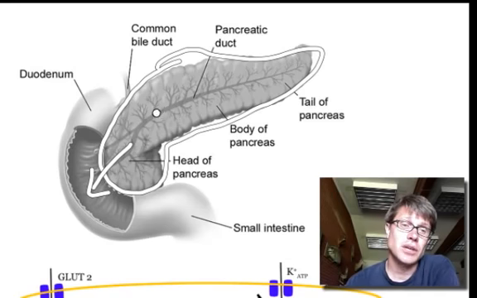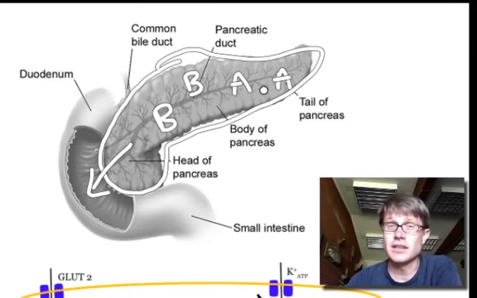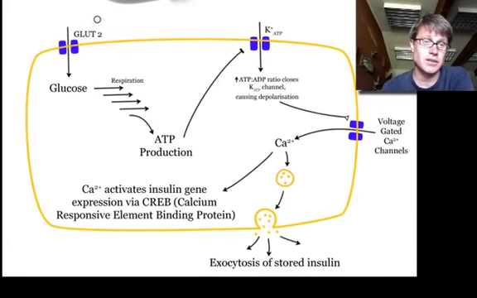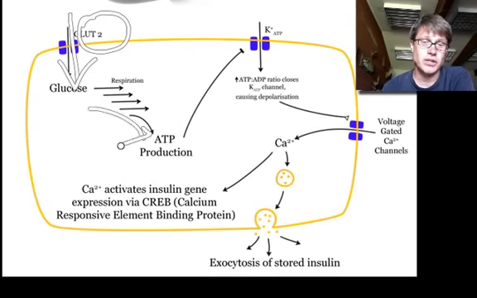And so they have two types of cells in here. They have beta cells and alpha cells. And so the beta cells and the alpha cells are just sensing the blood glucose level. And so this is an example of a beta cell right here. And so this is our glucose transport. It takes glucose in. This would be cellular respiration here.